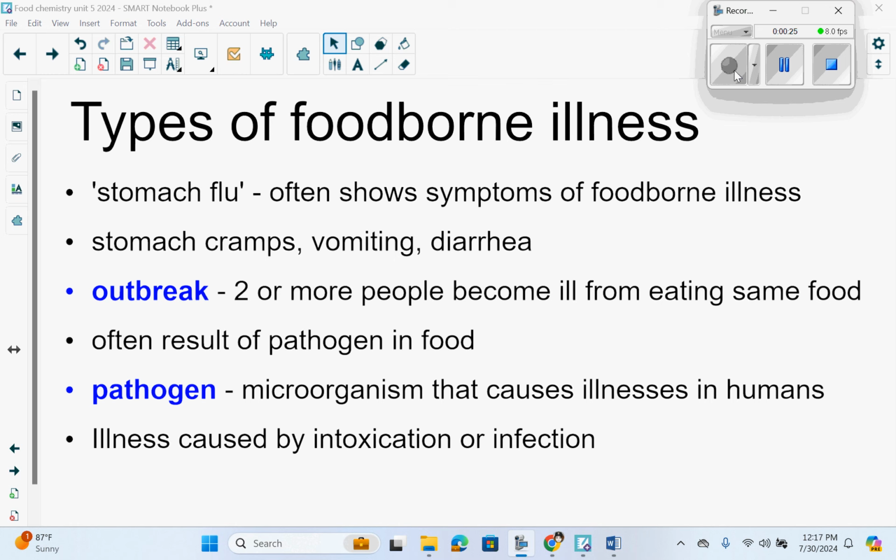Could be. Now, an outbreak is two or more people who become ill from eating the same food, and this often is the result of a pathogen in the food. Now, a pathogen is a microorganism that causes illnesses in humans, and an illness is caused by intoxication or infection.